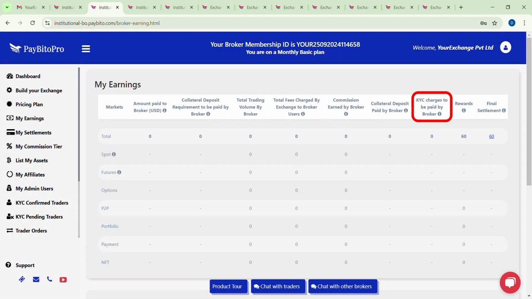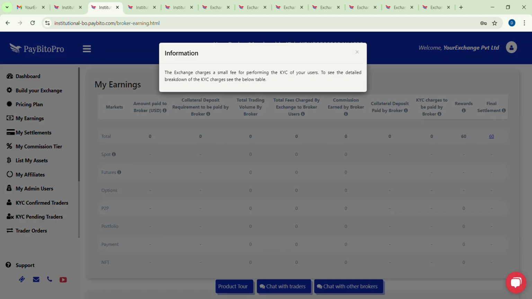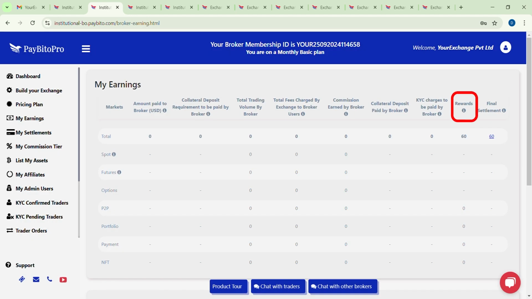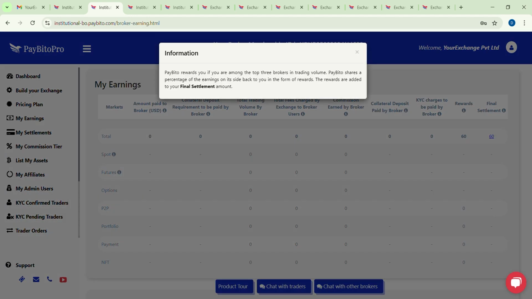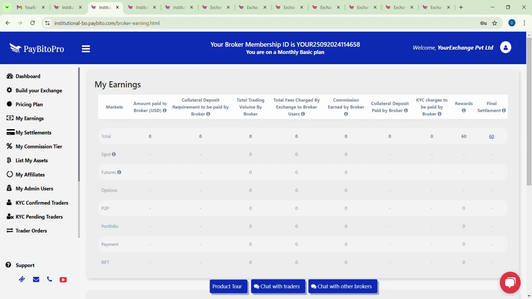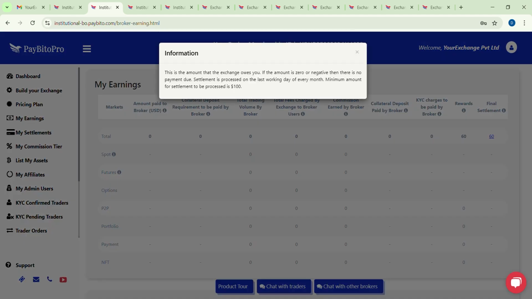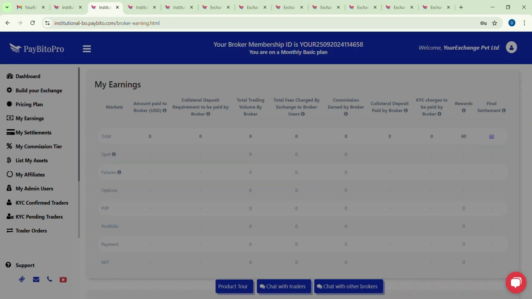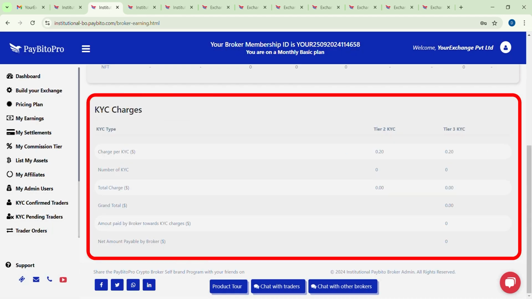This is the KYC charges to be paid by broker. This is the rewards section. This is the final settlement. The minimum amount for settlement to be processed is $100. This is the KYC charges section.